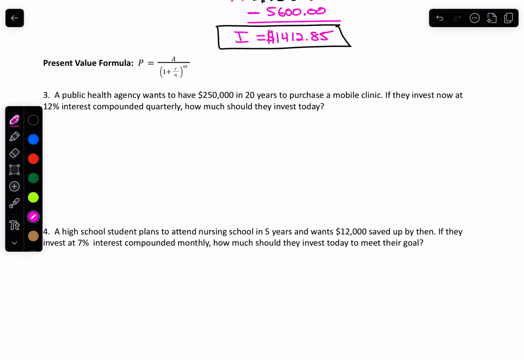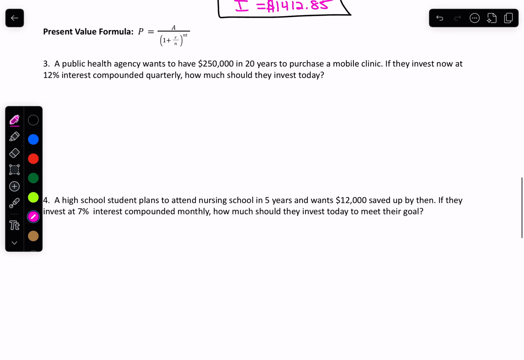Hopefully that formula looks very familiar, because it's the exact same thing as the compound interest formula, just solved for P. So if I take the original formula, A equals P times 1 plus R over N to the power NT, and I divide both sides by 1 plus R over N to the power NT, I'm going to get P by itself, and I'm going to get A divided by 1 plus R over N to the power NT.